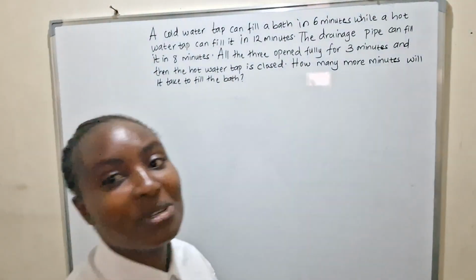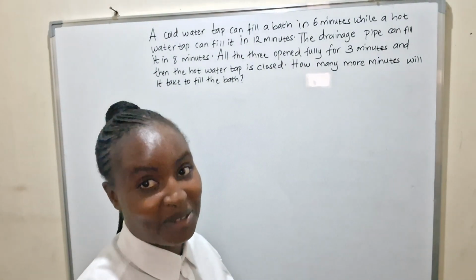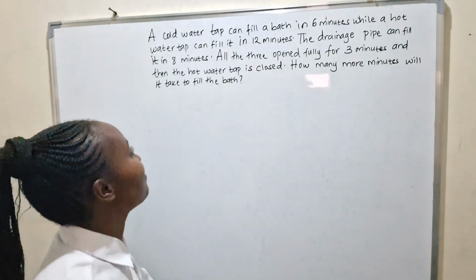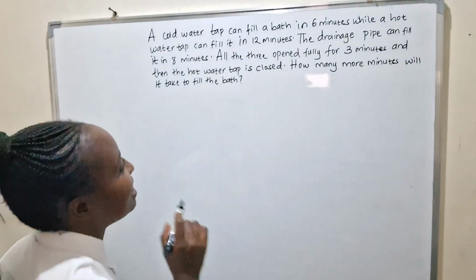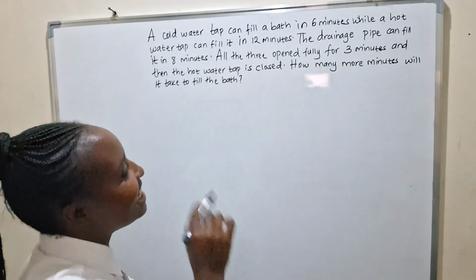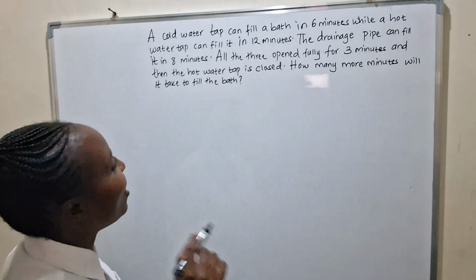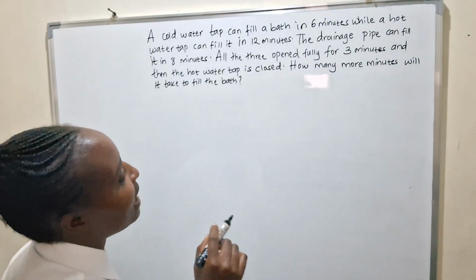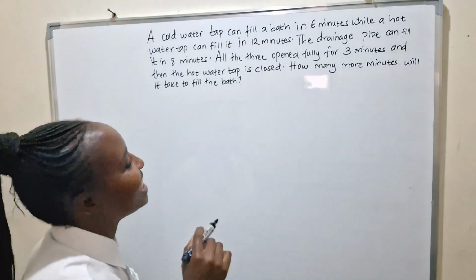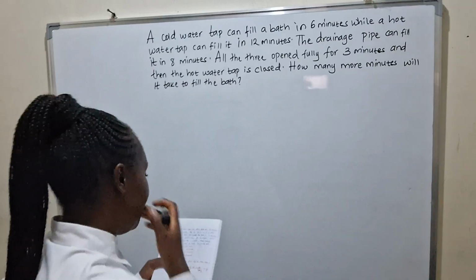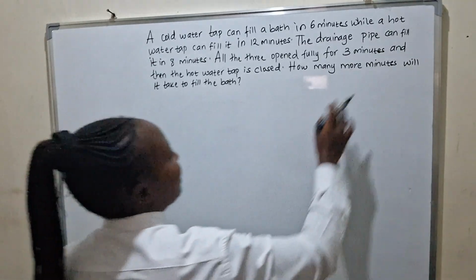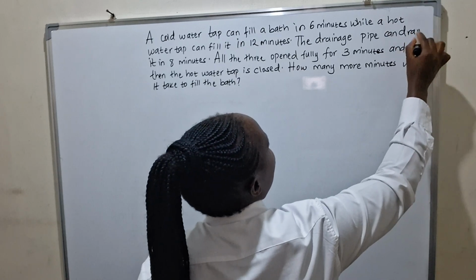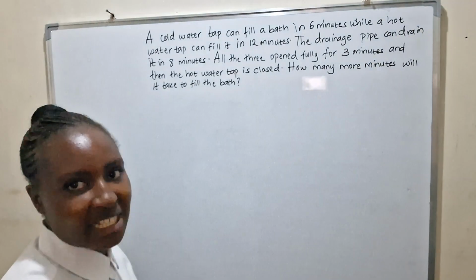This question used to give students a headache in my era of being a student, but it's the easiest. See, a cold water tap can fill a bath in 6 minutes, while a hot water tap can fill it in 12 minutes. The drainage pipe can drain it in 8 minutes.